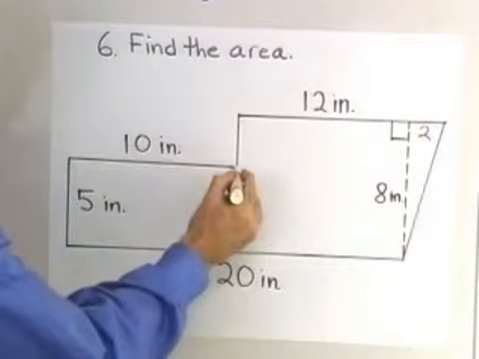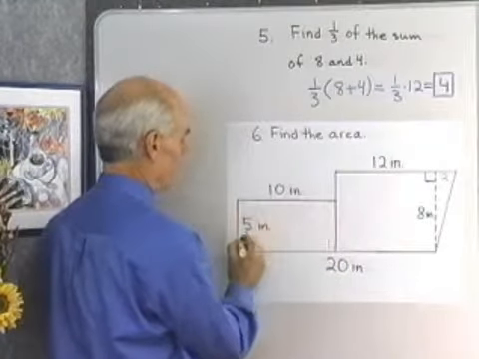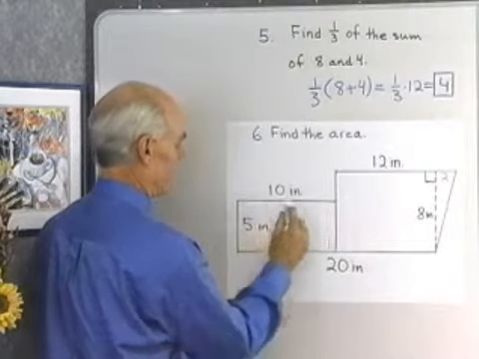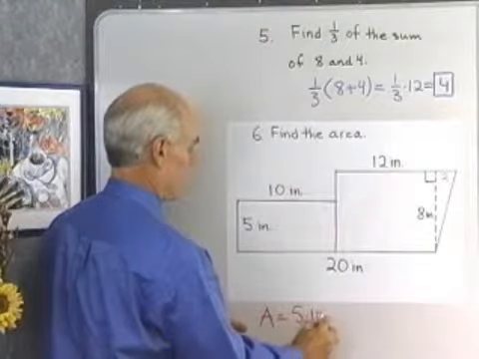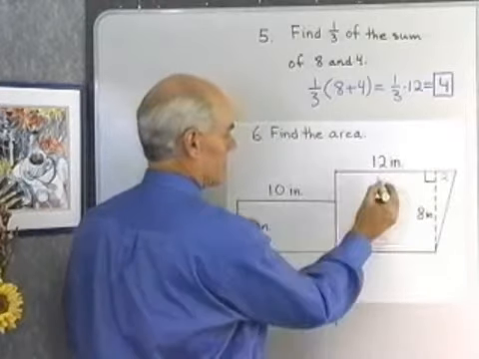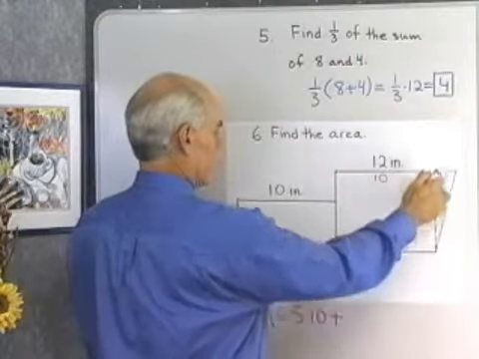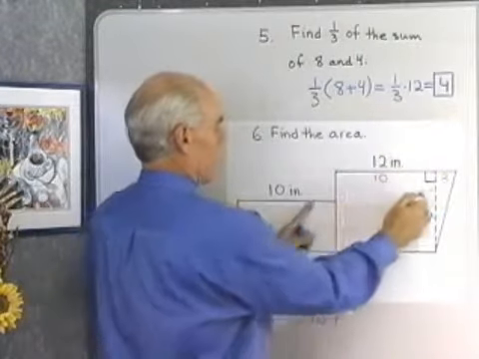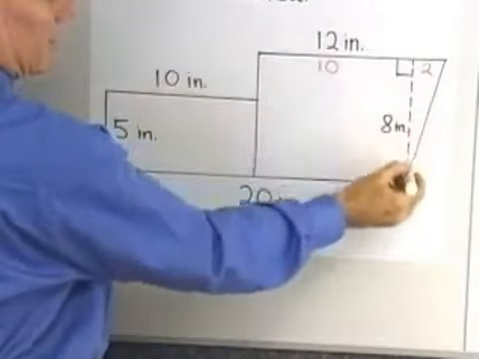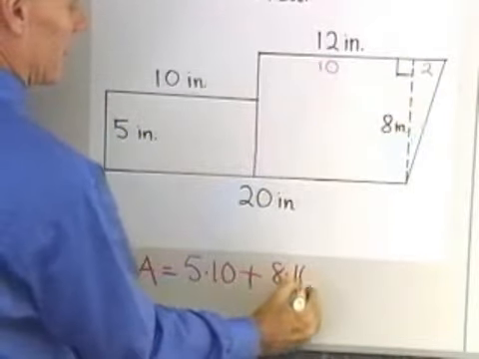So let's see. I can find first of all the area of this rectangle right here. It has a length of 10 and a width of 5. So the area for that is going to be 5 times 10. And then I'll put in my units in a second. Plus, now the area of this distance right here must also be 10 from here to here, because this is 20, so this must be 20. If this is already 10, this must be 10 also. So now I have, let's see, 8 inches for this length right here, 10 inches for this distance, so that area will be 8 times 10.